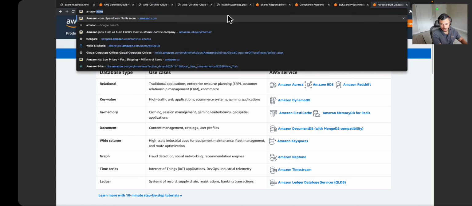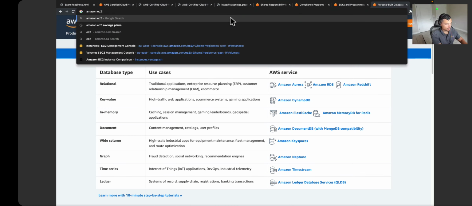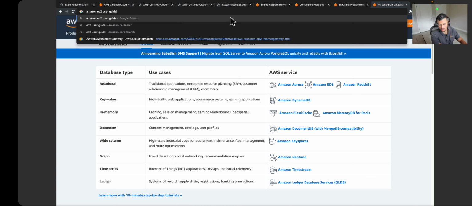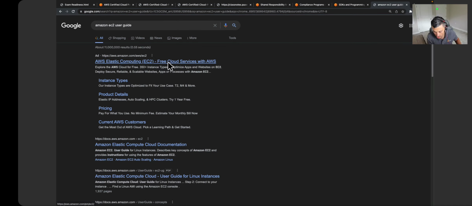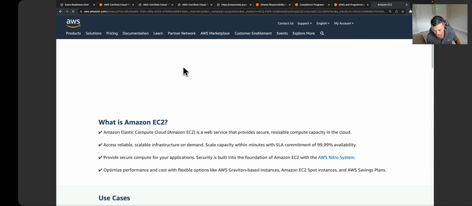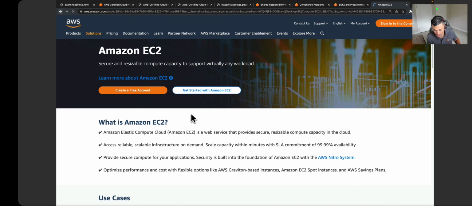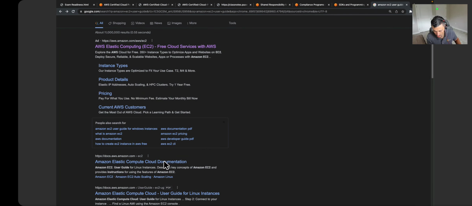If you go to the Amazon EC2 user guide, or you search, let's say, documentation, even if you just search for the service name, not this one over here. Let's see.